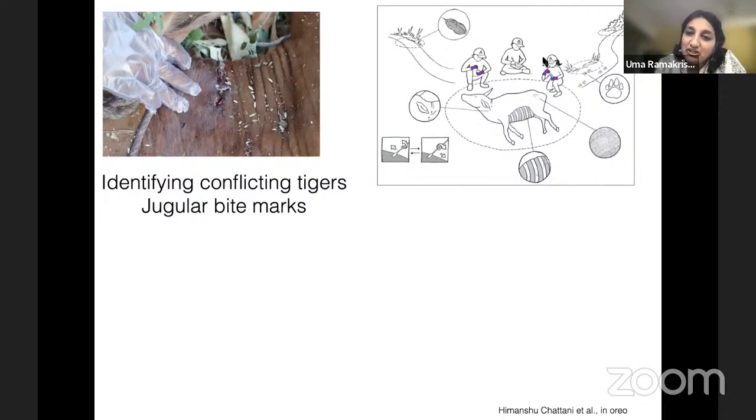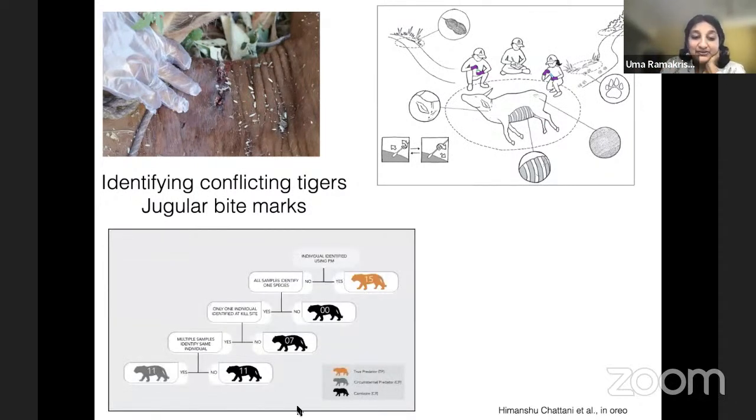So we treat each kill site almost like a forensic investigation where we can actually sample all these different kinds of things: jugular, bite marks, lick marks. This is a lick mark here. You can see the skin is all flattened. You get saliva from there. Fecal samples and so on. And we can then use this to identify individuals.